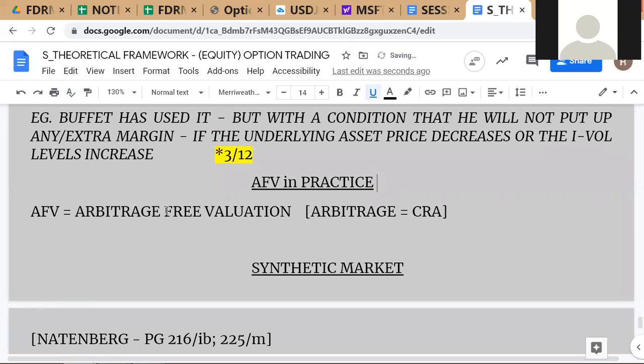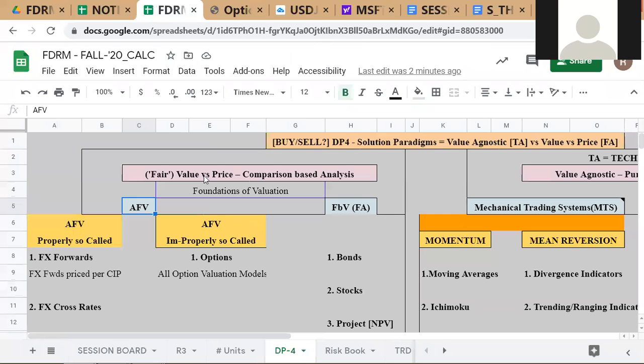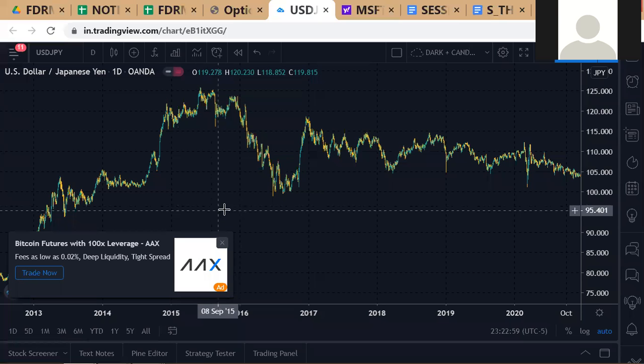So when we say arbitrage, we are not using the word arbitrage in a casual way in which it has been used in the financial markets. We had some discussions of that. We are actually referring to real CRA. So this is the arbitrage-free valuation approach, which is essentially another approach to arriving at fair values.